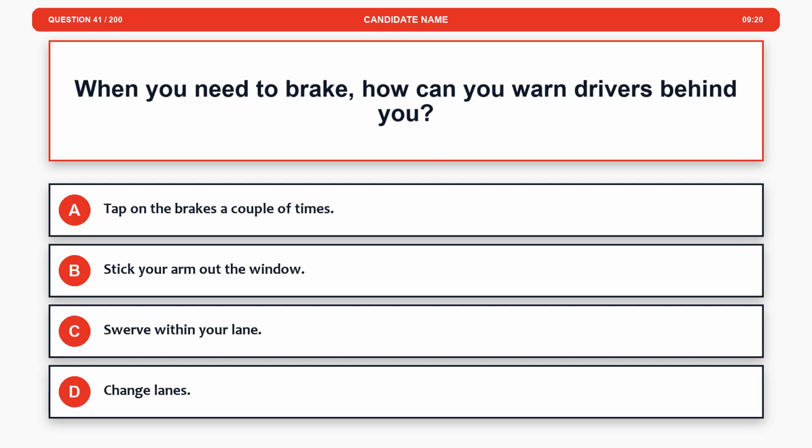Question 41. When you need to brake, how can you warn drivers behind you? Option A, tap on the brakes a couple of times. Option B, stick your arm out the window. Option C, swerve within your lane. Option D, change lanes.